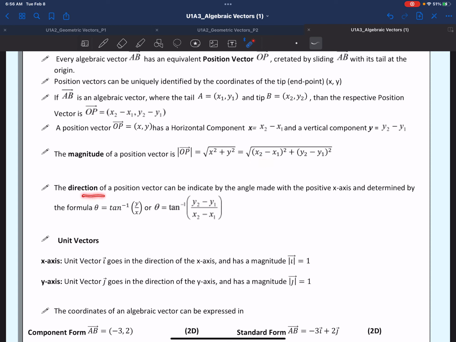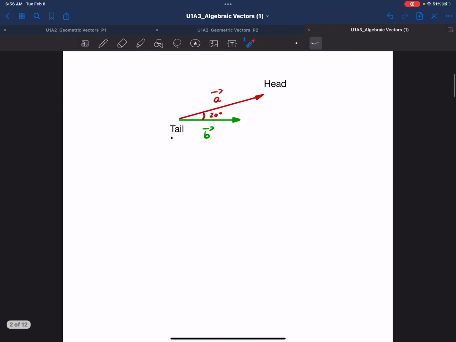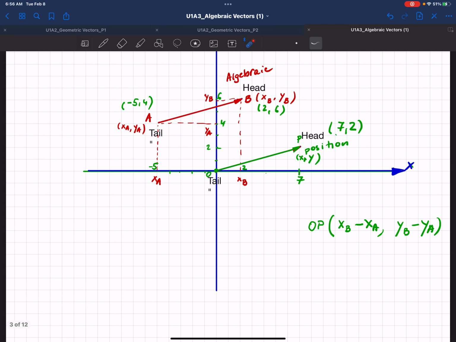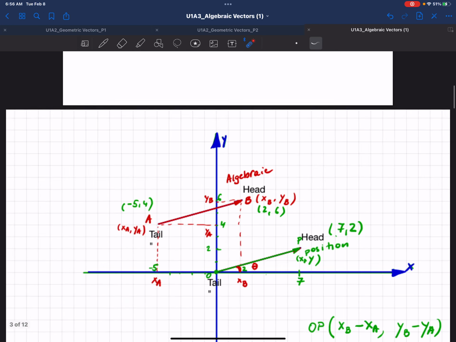If we want to know the direction of a position vector, then we look at the angle that is made with a positive x-axis all the time. So let's go back to our diagram again. If we want to know the angle of the position or the direction of the position vector, we look at this particular angle, call it angle theta. Now angle theta will have on the opposite the length y, and as adjacent the length x. So we use the tan ratio to find the measurement of angle theta.